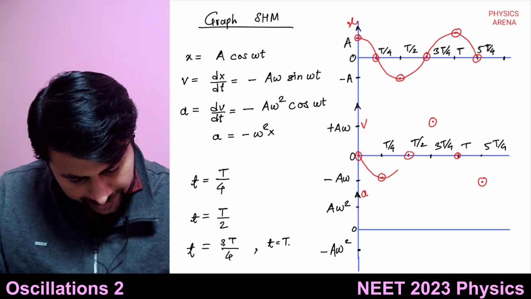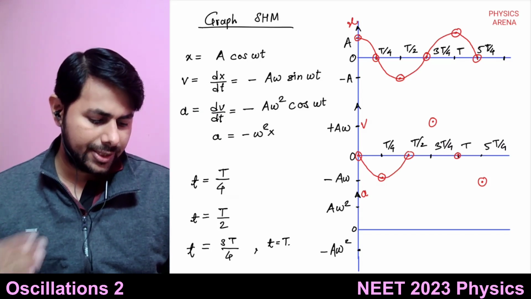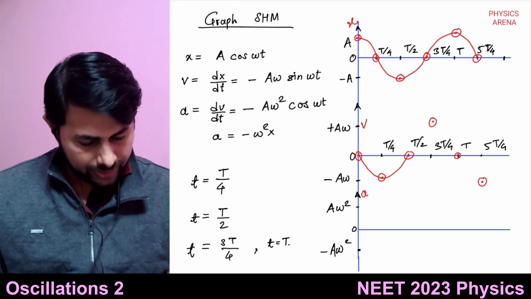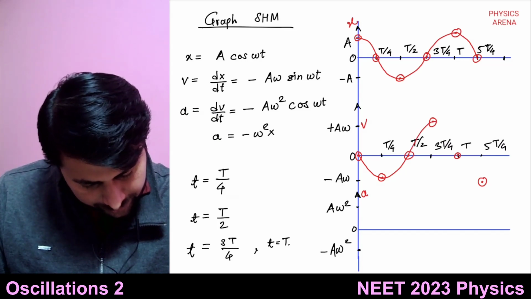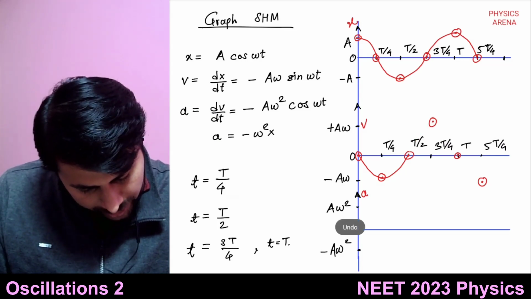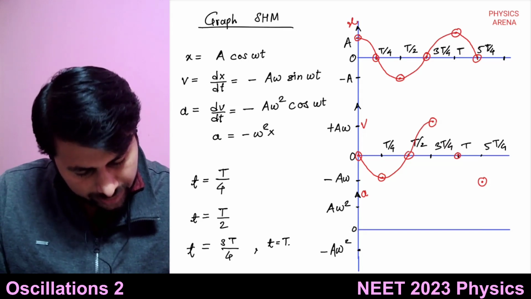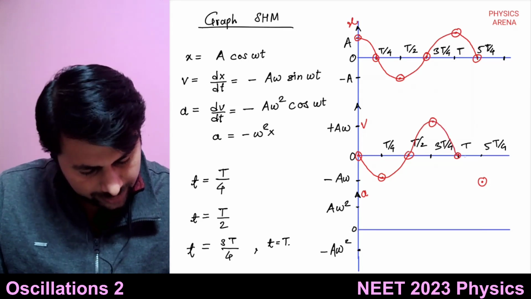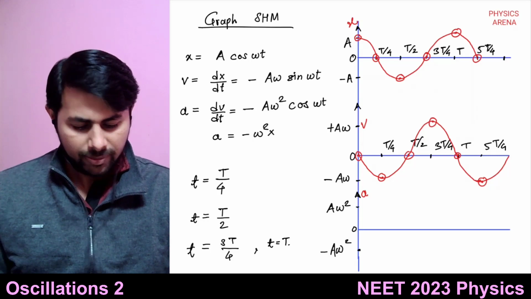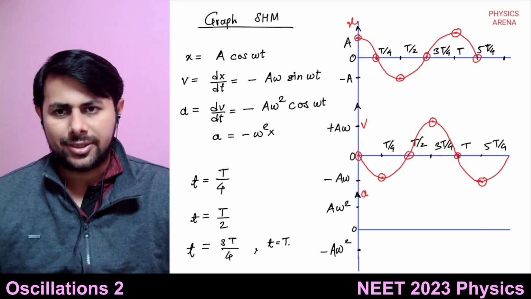So this is a sine curve. Actually, if you plot the sine curve, plot the mirror image of the sine curve, it will look like this. Similarly, we can plot acceleration.